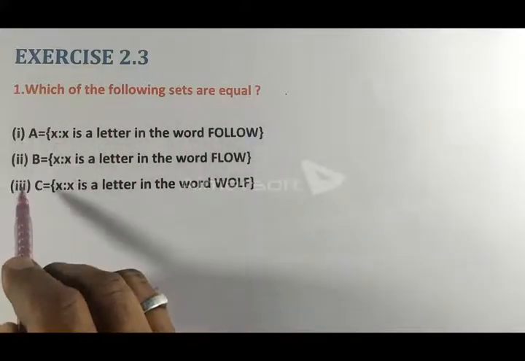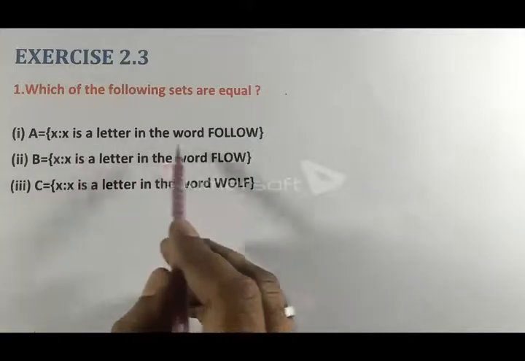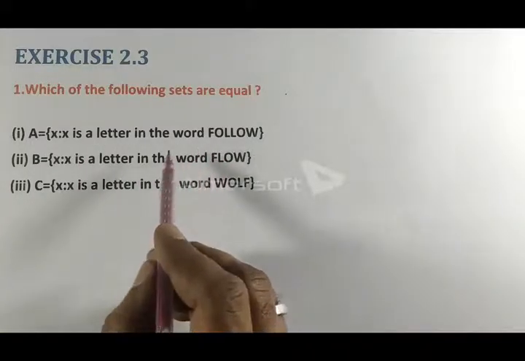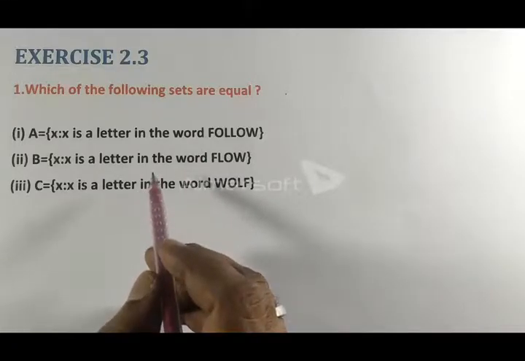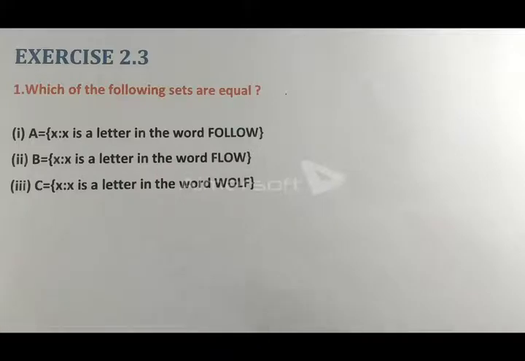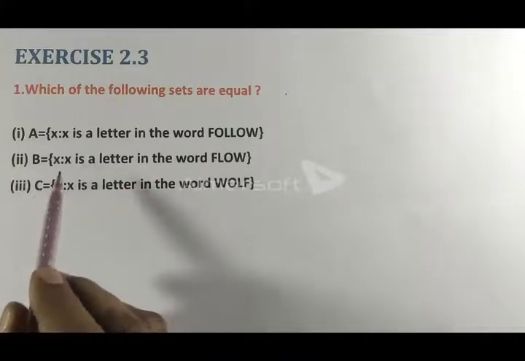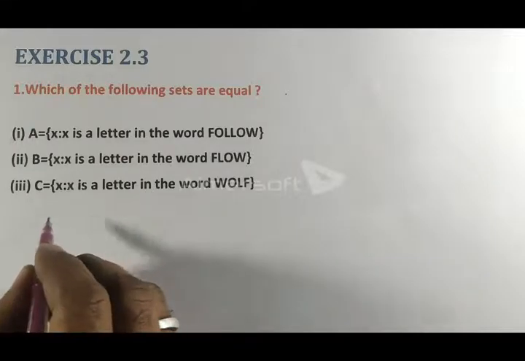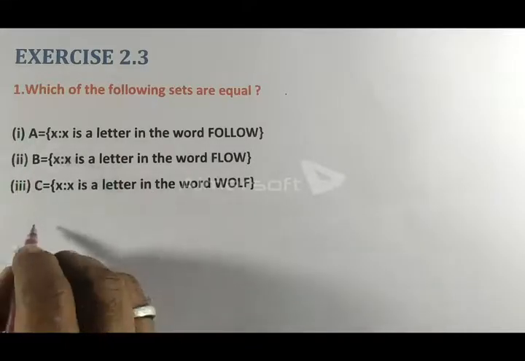There are three sets given and the sets are given in set builder form. We have to find which of the following sets are equal. Let us write the set builder form into roster form. First one, A is equal to {x such that x is a letter in the word follow}. I will write the roster form of the first one.